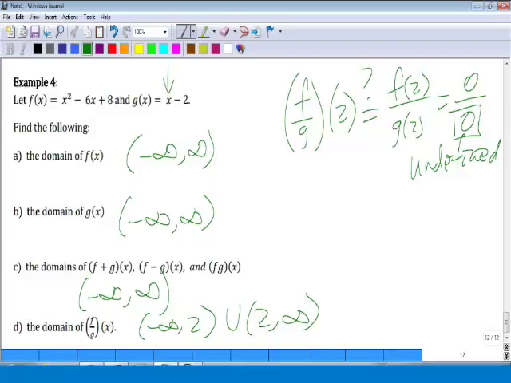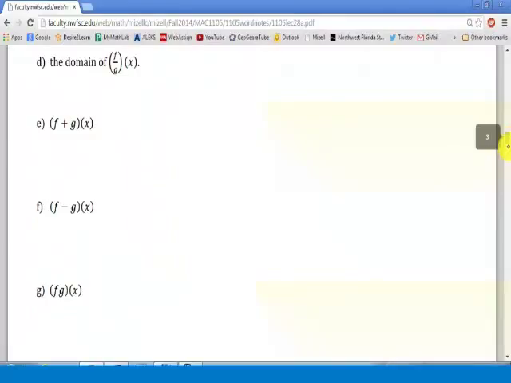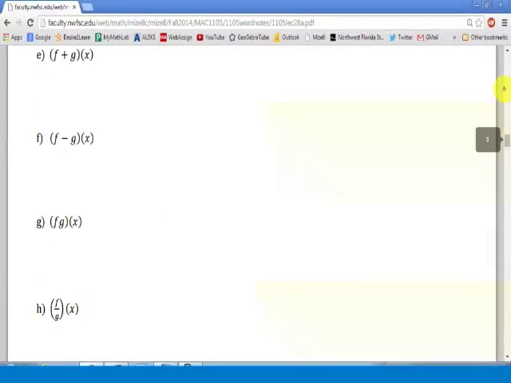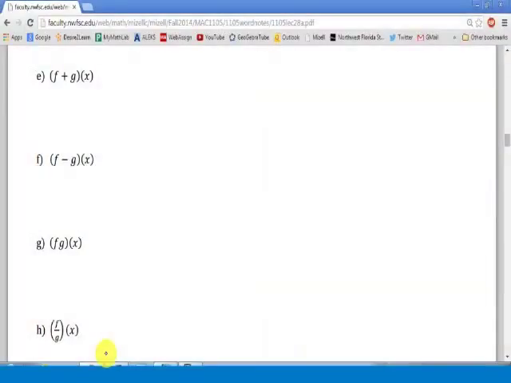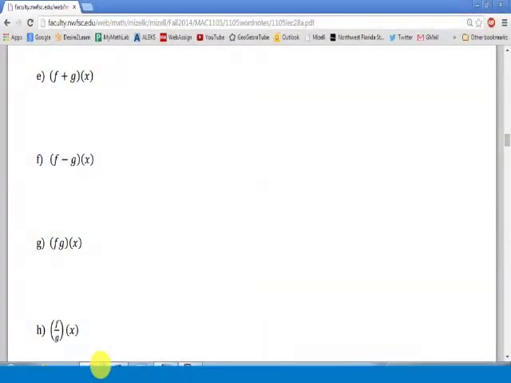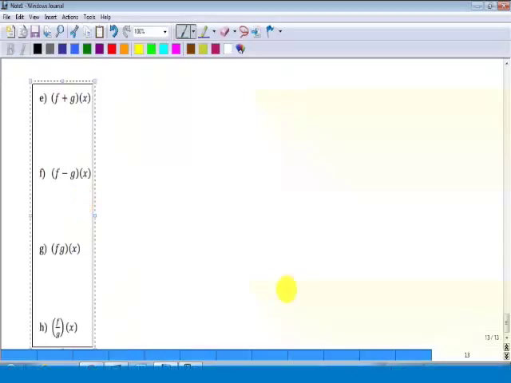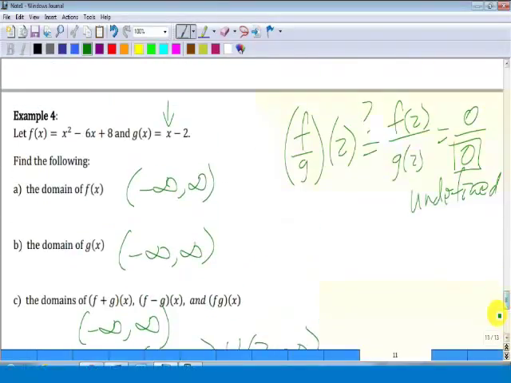Now, just the domains. It did not ask us to find f plus g, f minus g, fg. Maybe it'll ask us that as I scroll down. Sadly, it does. So we found their domains. Now we just need expressions for them. So let's paste that in there. Whoa. Not what I expected to have copied there. And just a friendly reminder, what were those functions?